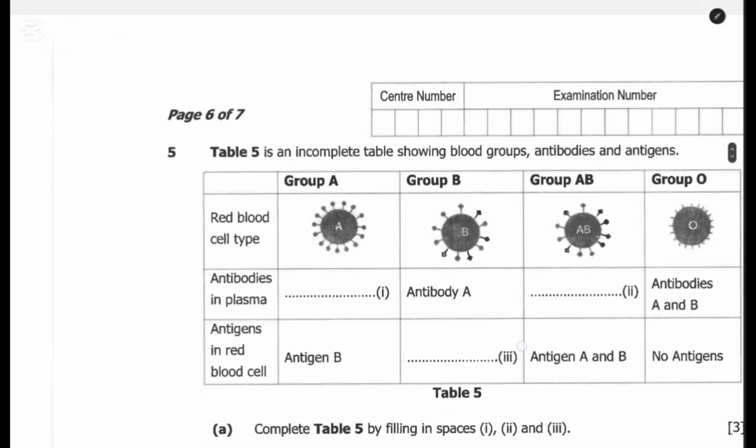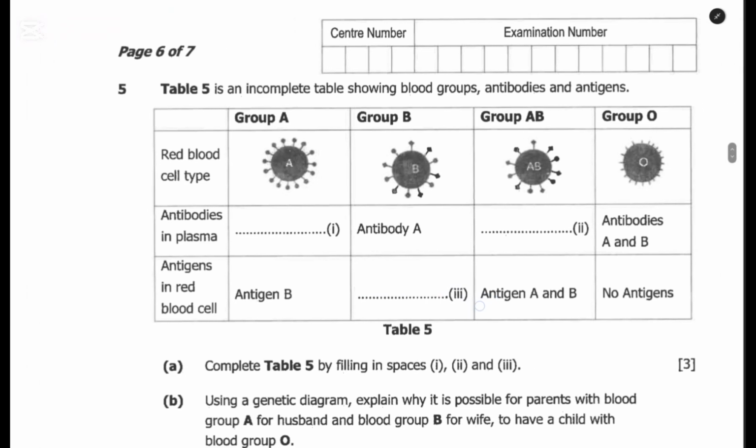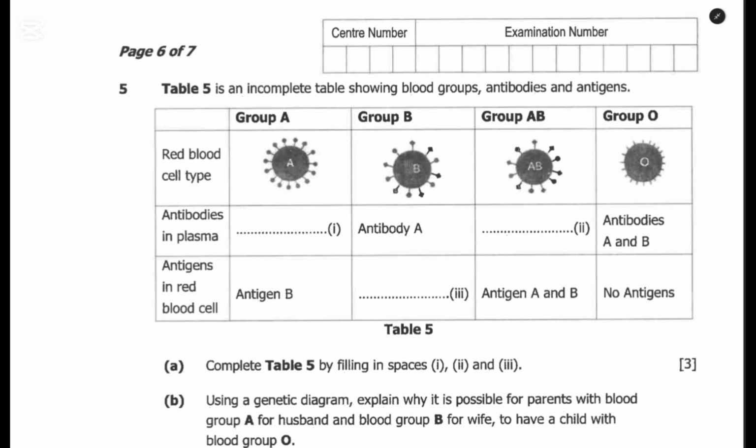This brings us to the end of this question, and of course we are up to question 5. Question 5, as always, is on genetics. Table 5 is an incomplete table showing blood group, antibodies and antigens. The antigens are just markers that are found on the surface of the red blood cells, and they determine the blood group. We have antigen A and B, and these determine the types of blood groups that we have, the combination. And they are dominant. So where they are found, they are expressed. But that is not the case.